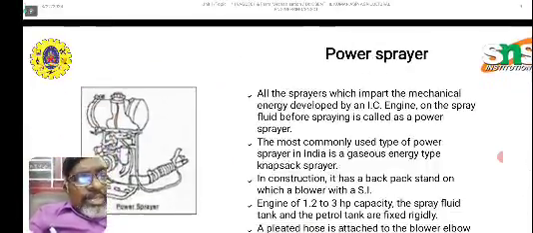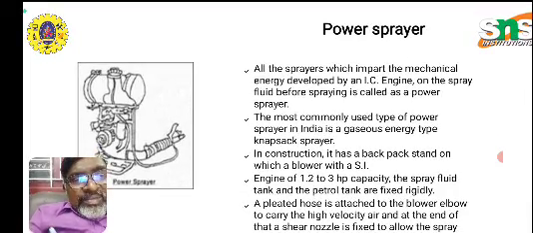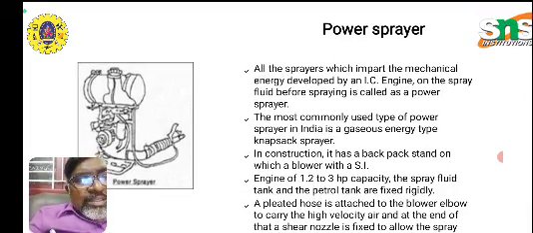And now the power sprayer. In the previous lectures we have discussed the power sprayer. All the sprayers which impart mechanical energy developed by an IC engine to the spray fluid before spraying are known as power sprayers.